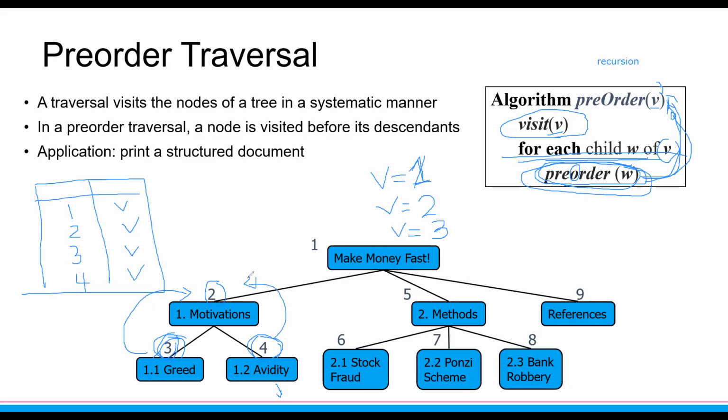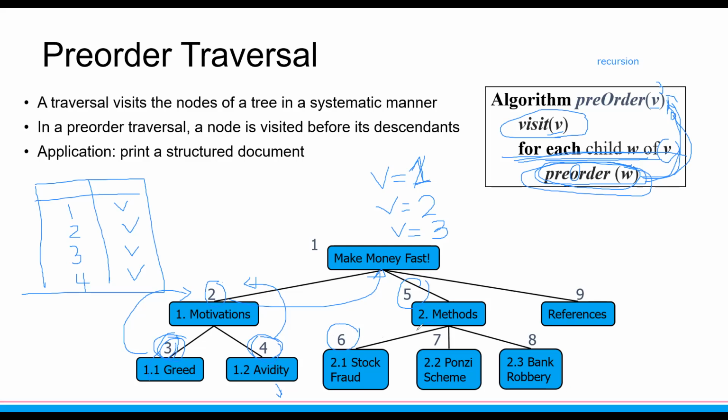Okay, and then because there is no other child in 2, we will return back to 1. After we return back to 1, we will go to the next iteration. The next iteration will be on the next child, which is 5, and so on.